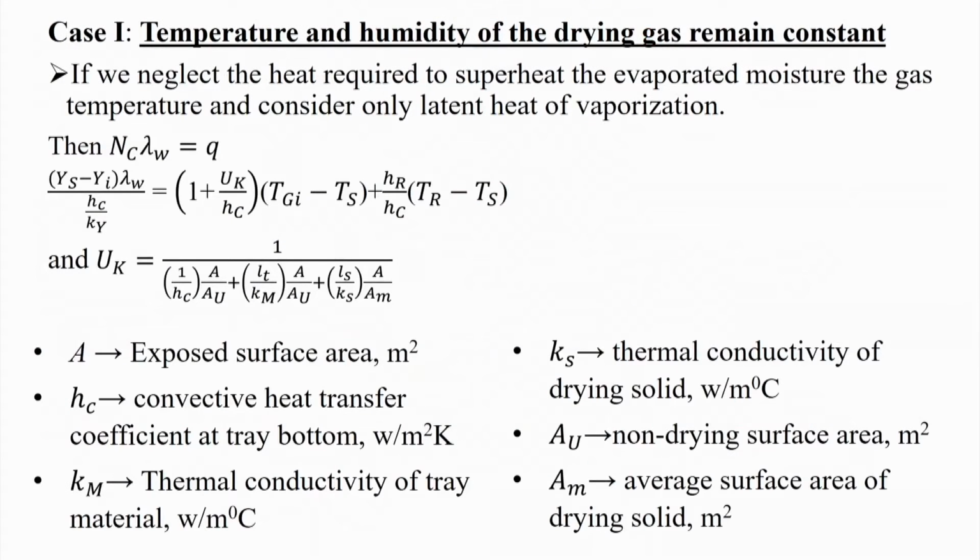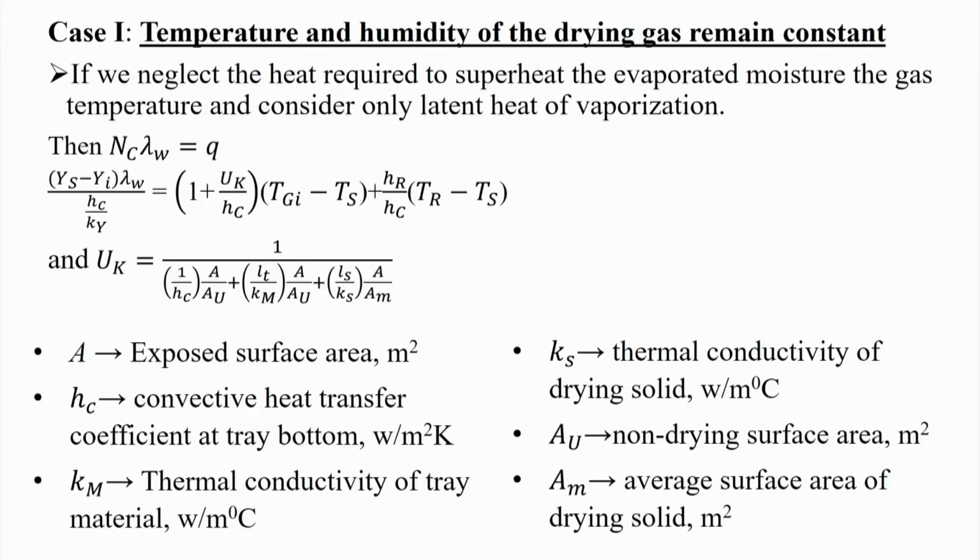Now, if we neglect the heat required to superheat the evaporated moisture to the gas temperature and consider only the latent heat of vaporization, not considering the initial adjustment part, then N_C into lambda_W is equal to Q. From there, by manipulation, we get (Y_S minus Y_I) into lambda_W by (h_C by K_y) equal to (1 plus U_K by h_C) into (T_GI minus T_S) plus (h_R by h_C) into (T_R minus T_S).